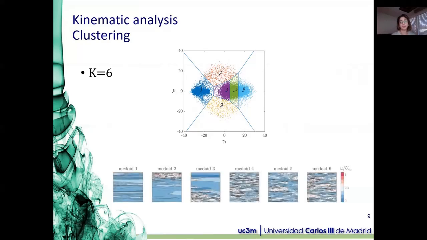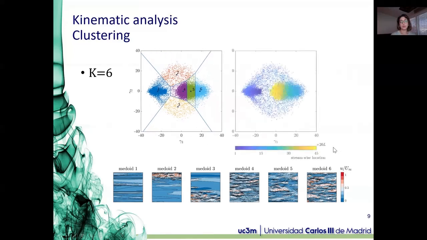The corresponding medoids for these 6 clusters are visualized here, in which we can detect different structures inside them. This difference between their internal structures reveals different flow regimes.